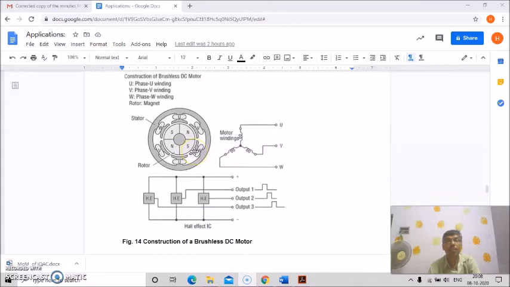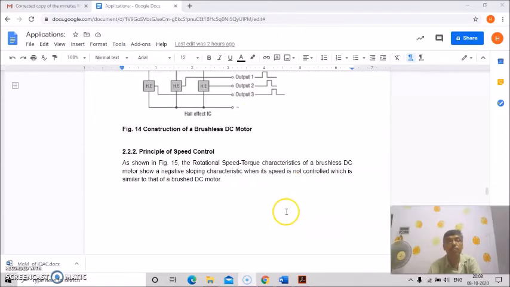So this is the construction part: U phase, U winding, V phase, V winding, and this is W phase, W winding, and this is the rotor magnet. These are motor windings U, V and W, and these are the Hall effect ICs, connected in this fashion. This is for output 1, this is for output 2, and this is for output 3.